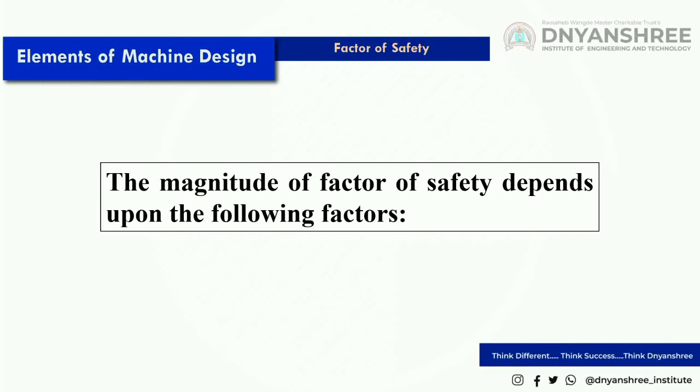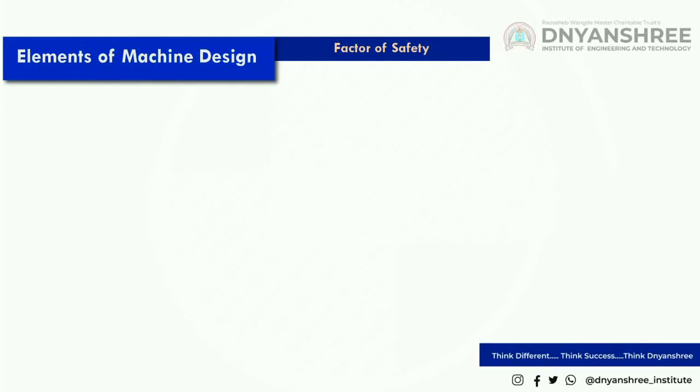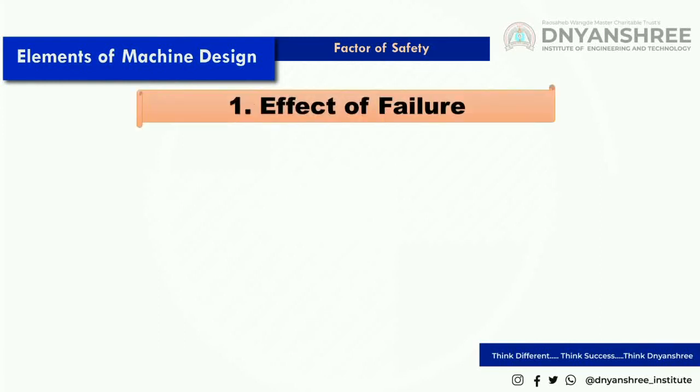Now, the magnitude of factor of safety depends upon the following factors. Which factors will be considered during the selection of factor of safety? We will see this in the next slides. So, the first factor is effect of failure.